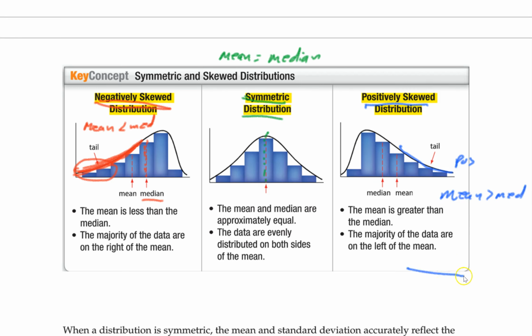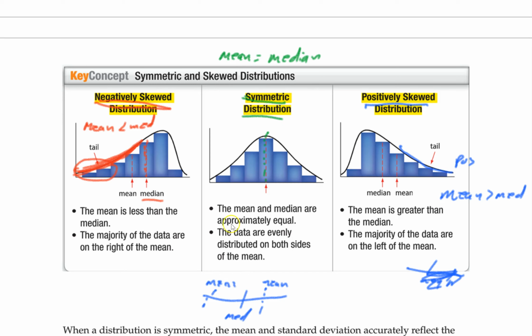I was thinking like a number line. Here's the median right in the middle. If the mean's on this side, it's a bad number line. Here's a slightly better one. Here's the median right in the middle. If the mean's on this side, then it's positively skewed, right? The average is higher than it should be. If the mean's on this side, below the median, then it's negatively skewed.